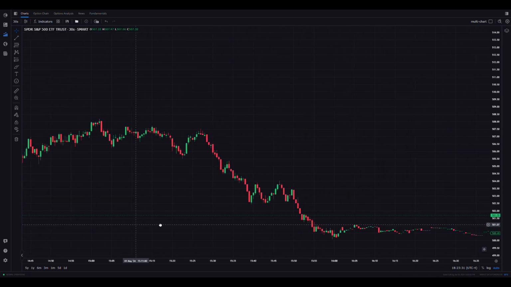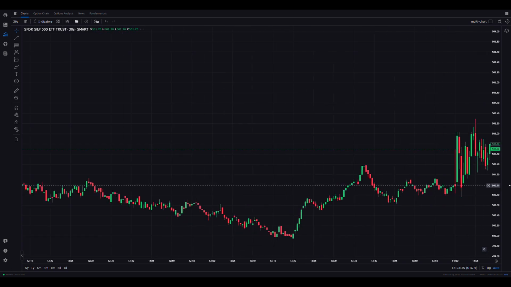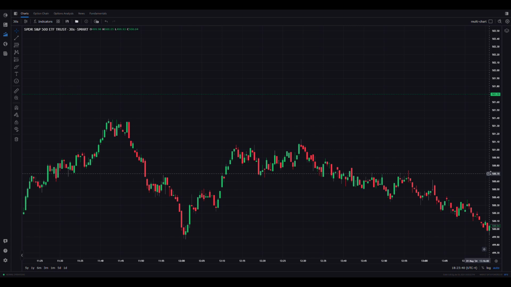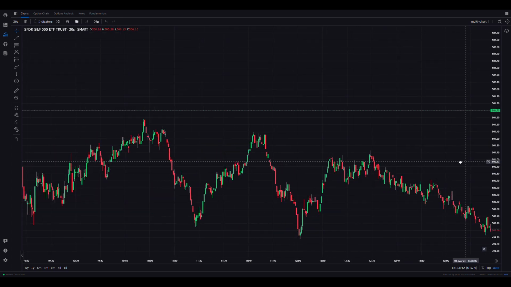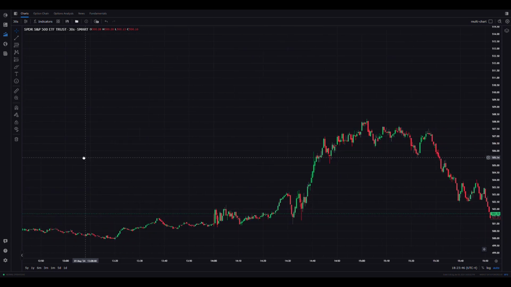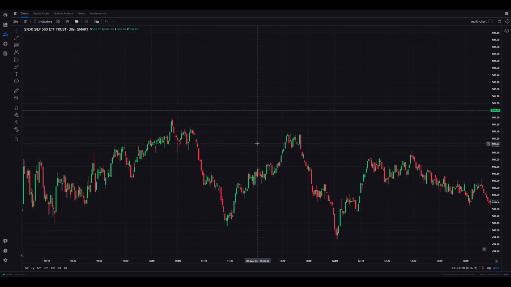Scalpers are traders who specialize in making small, quick trades to capitalize on micro price movements. They use short-term time frames, such as 1-minute or 5-minute charts, to execute rapid-fire trades and exploit short-lived price fluctuations. Scalpers aim to profit from small price increments by entering and exiting positions within seconds or minutes.